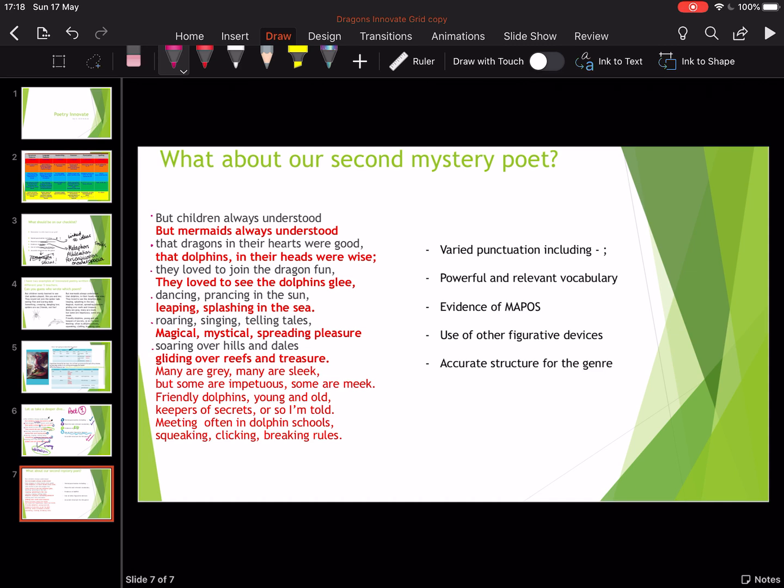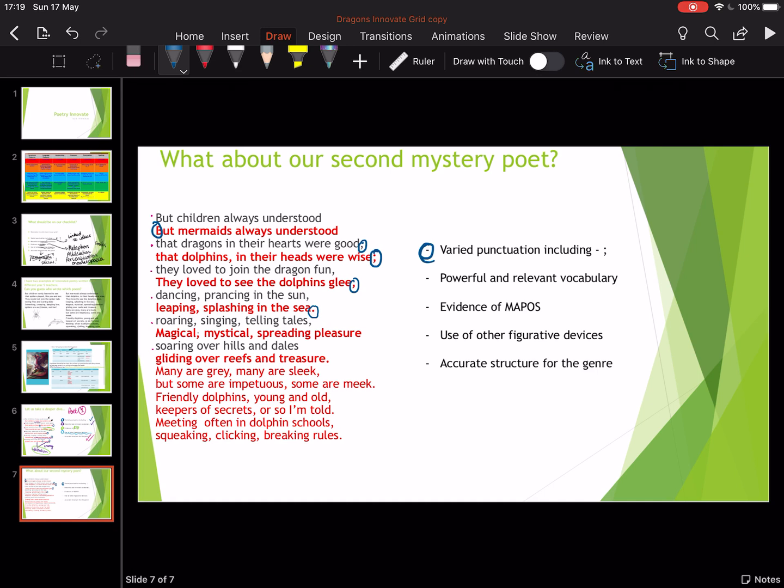But mermaids always understood that dolphins in their heads were wise. Okay, so let's go back to that. Let's get our punctuation coloured pen. Let's see what varied punctuation we've got here. We have accurate use of capital letters. We've got a comma. Lovely semicolon in there. Another comma at the end. Leaping, splashing in the sea. Excellent.